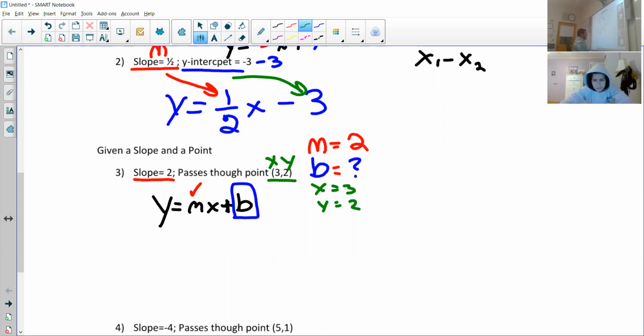Because I have everybody but b, I can use algebra to solve for b. So I'm going to plug in the numbers I have. 2 equals 2. That 2 is from the slope times 3. This 3 is from this x over here, plus b.